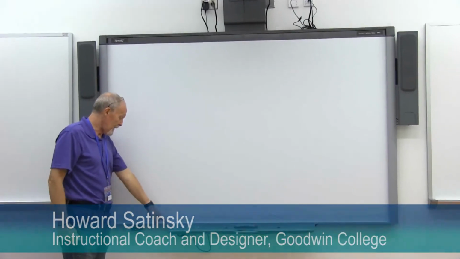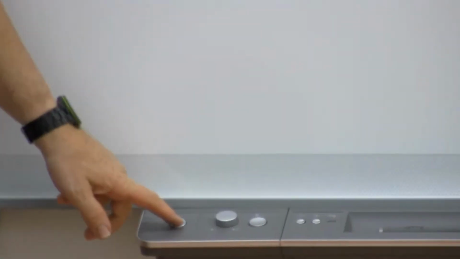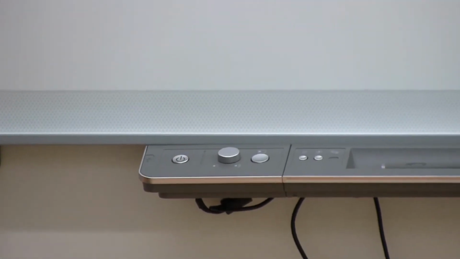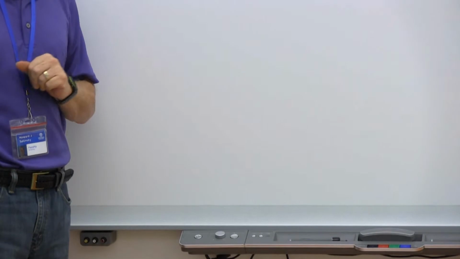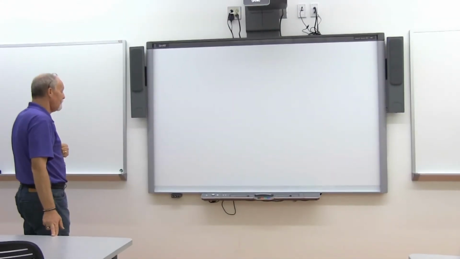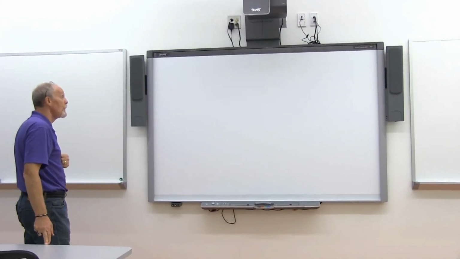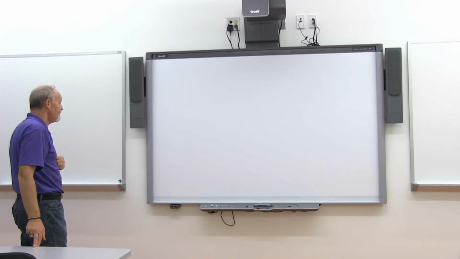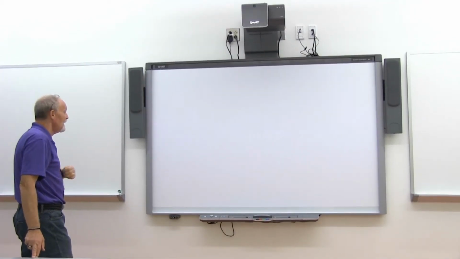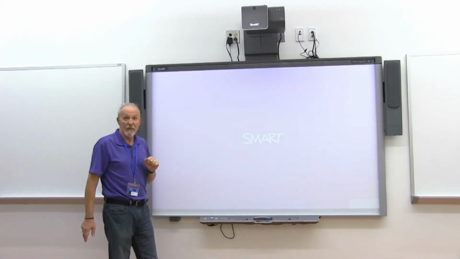Hi. Of course, the first thing we have to do is turn the smartboard on. And there's a button right here in the lower left-hand corner. We're going to push it on right now. And it's being activated. So we'll wait till the projector warms up, until we have the smart logo on the screen. I don't know if you can see that. That means that it's on.